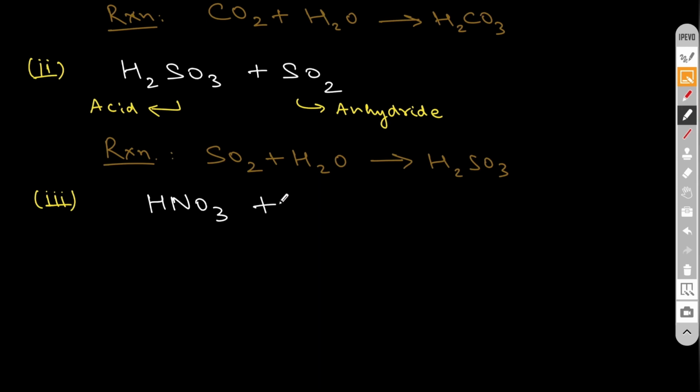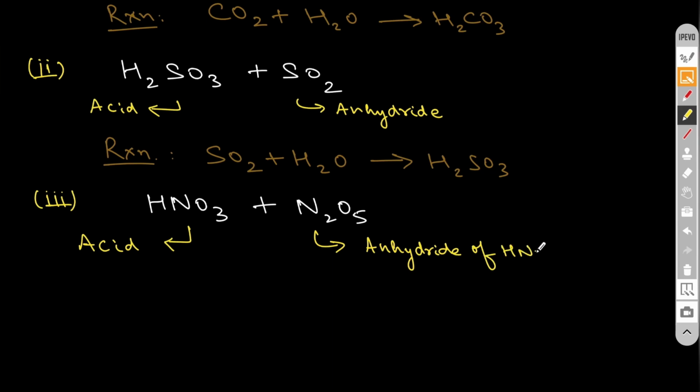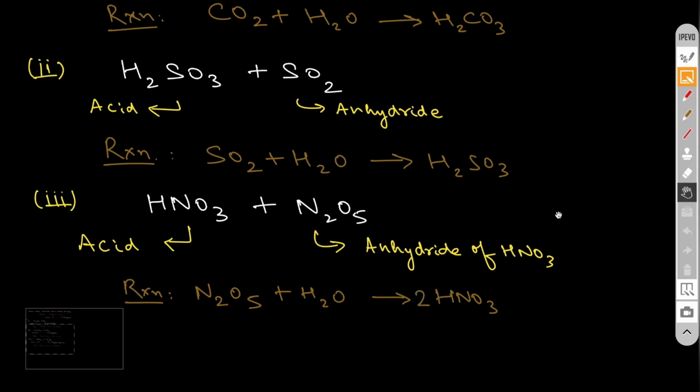The third mixture which behaves as oleum is HNO3 plus N2O5. Here HNO3 is the acid, N2O5 is the anhydride of the acid. Simply we'll write the reaction here. Anhydride of HNO3 basically. The reaction here will be, we'll add water to N2O5. N2O5 plus H2O will give HNO3. If we simply balance it here, 2 will come.